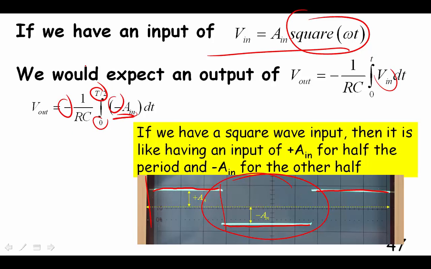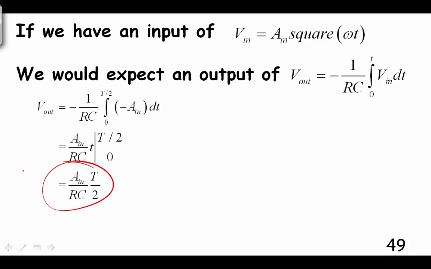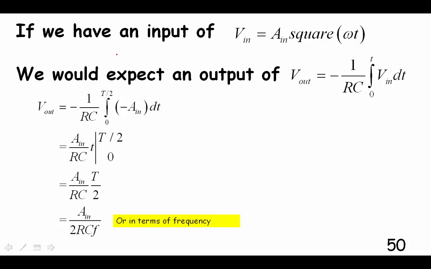We end up with a positive sign at the end. It's just a little nicer that way. So if we integrate a constant from 0 to T over 2, we just get T. We evaluate it from 0 to T over 2, and then we end up with this equation for the output voltage that we would expect if we had a square wave.